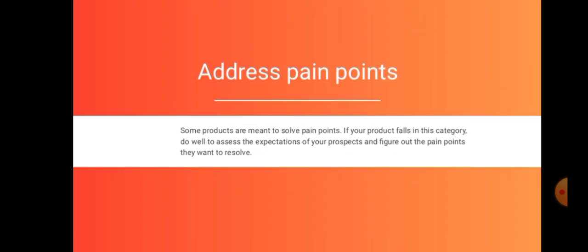Now, the next point is to address pain points. Now, understand that some products are meant to solve pain points. If your product falls in this category, do well to assess the expectations of your prospects and figure out the pain points they want to solve. Let me see if I can find an example for this.